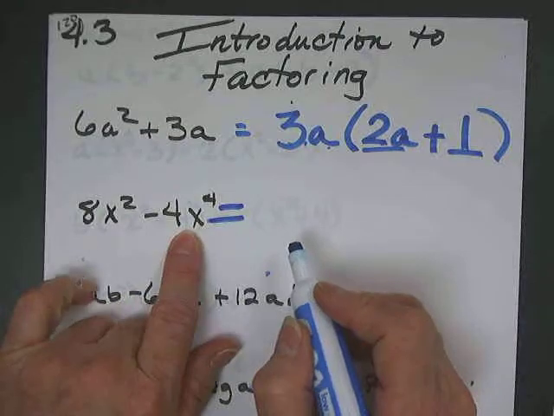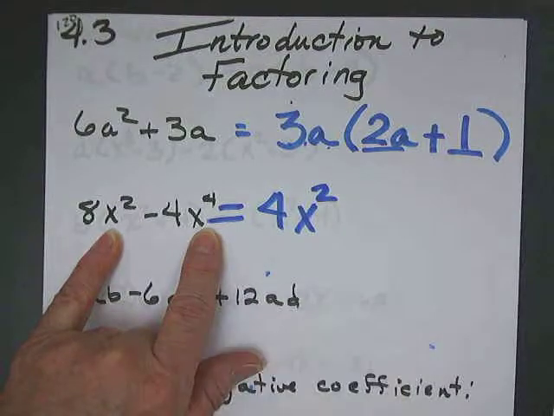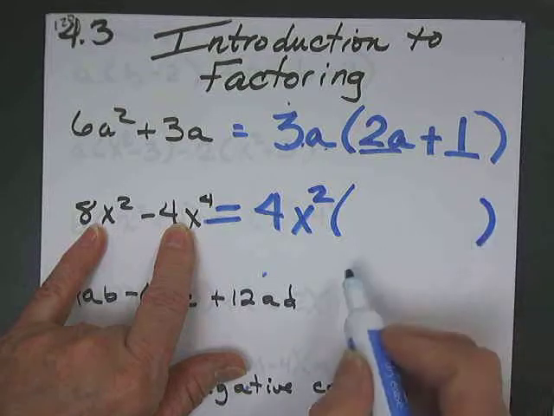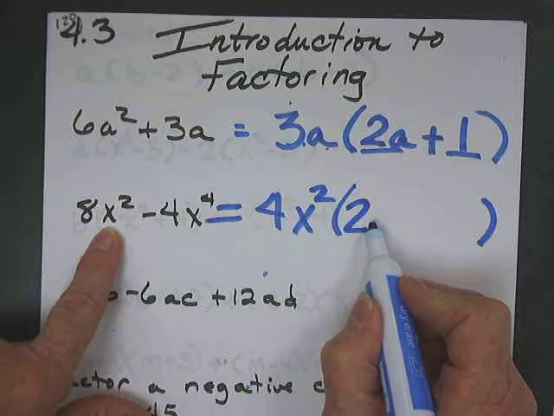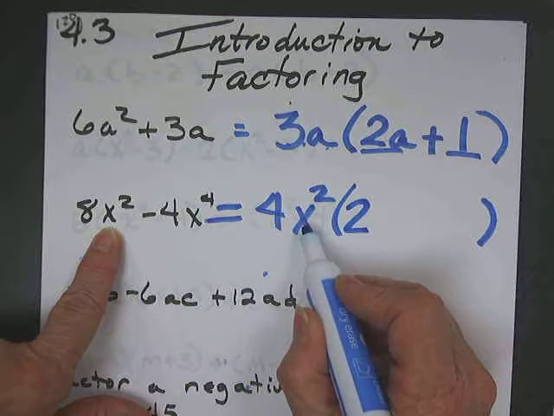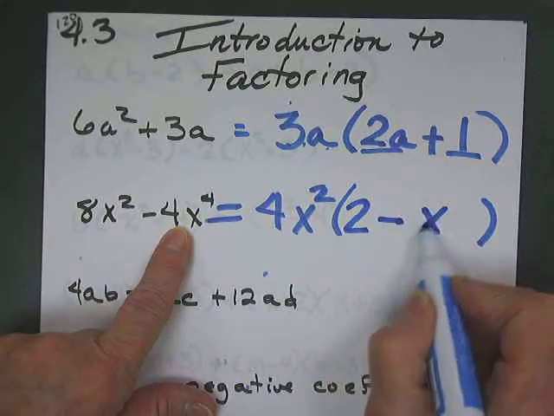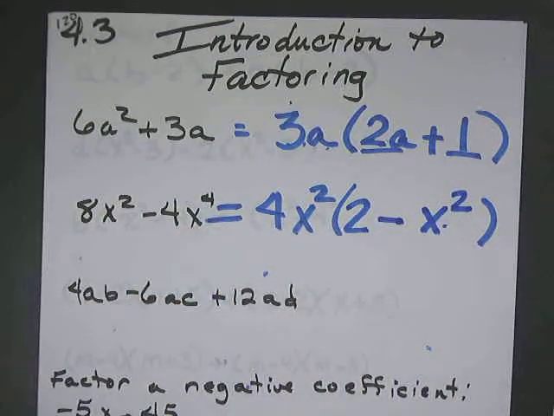Okay, what does the 8x squared and a 4x to the fourth have in common? 4 and x squared. They both have at least two x's, right? We have two terms, so we need 2 in here. The first term will be 2. Do we need an x? We already have it, so we don't need any more. Minus, we don't need a number, we just need more x's. X squared is x to the fourth. You can always check it by multiplying it back, but don't write that as your answer.